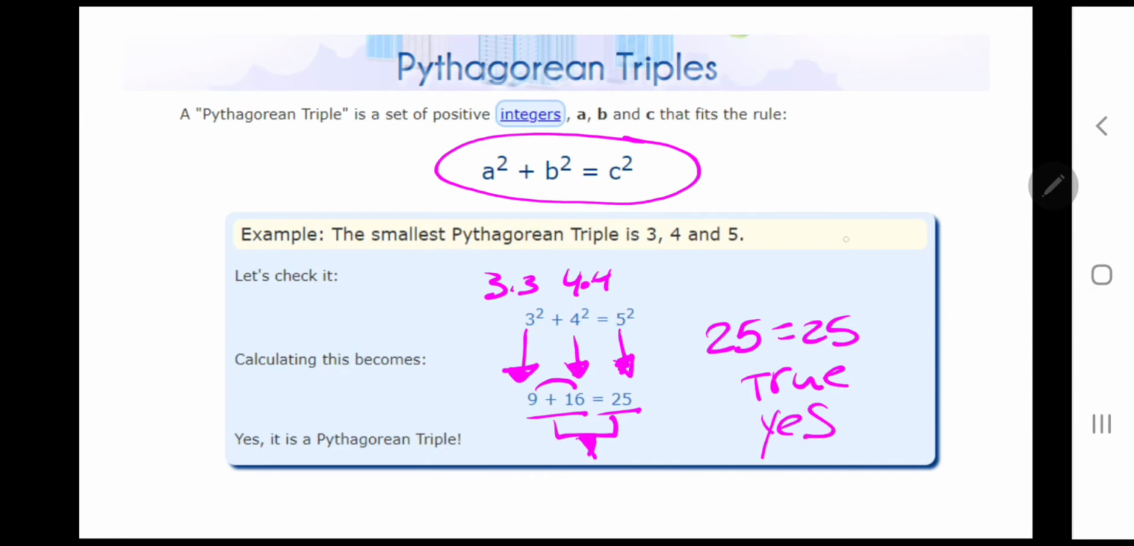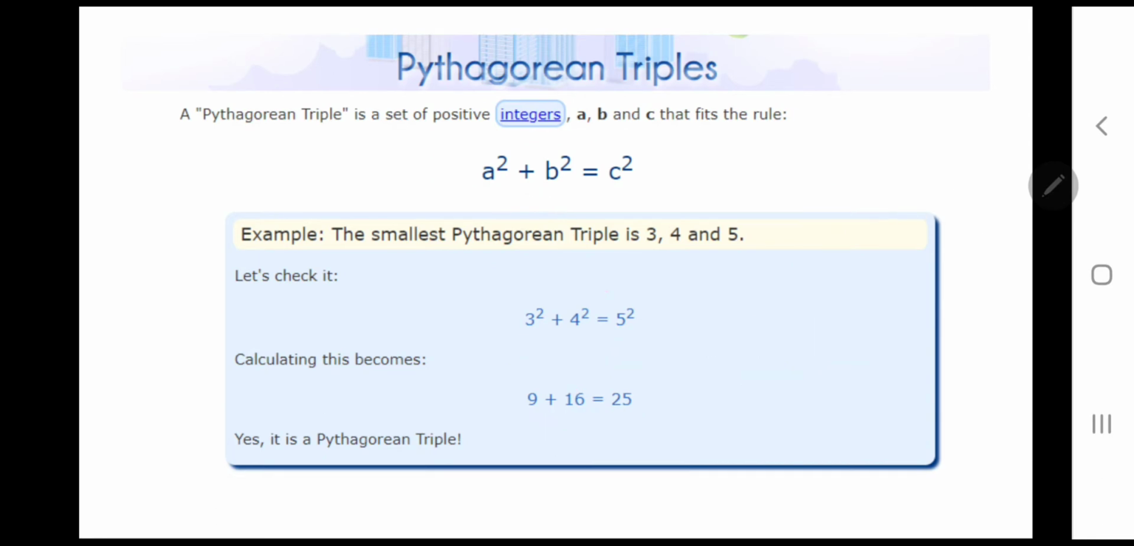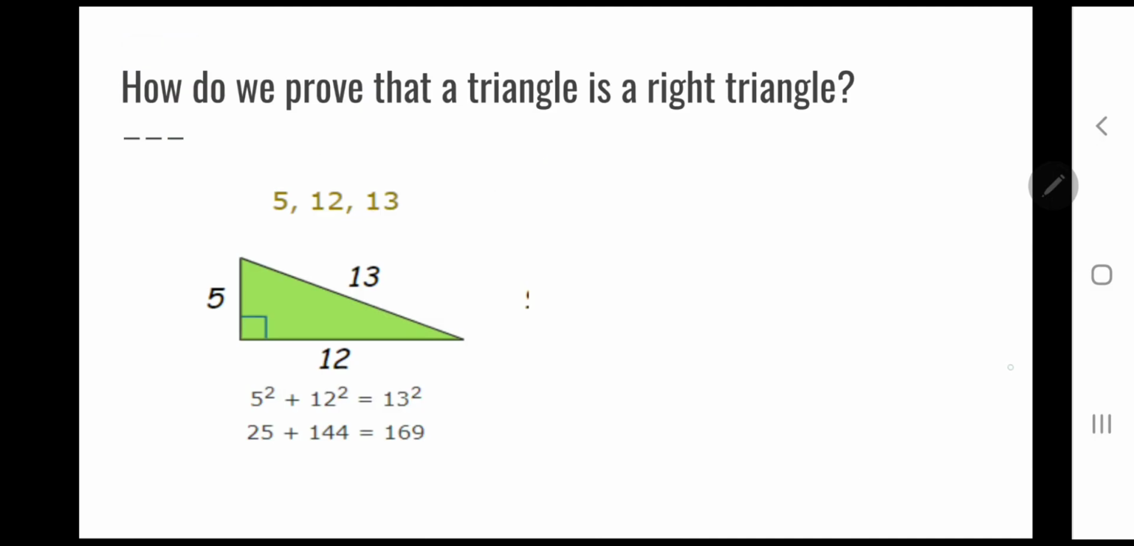So basically what that means is if you were to draw this triangle, you would have a 3 here, a 4 here, and 5 here. And that would be a right triangle, okay? So let's take a look at a couple more. Let's look on the next page here.